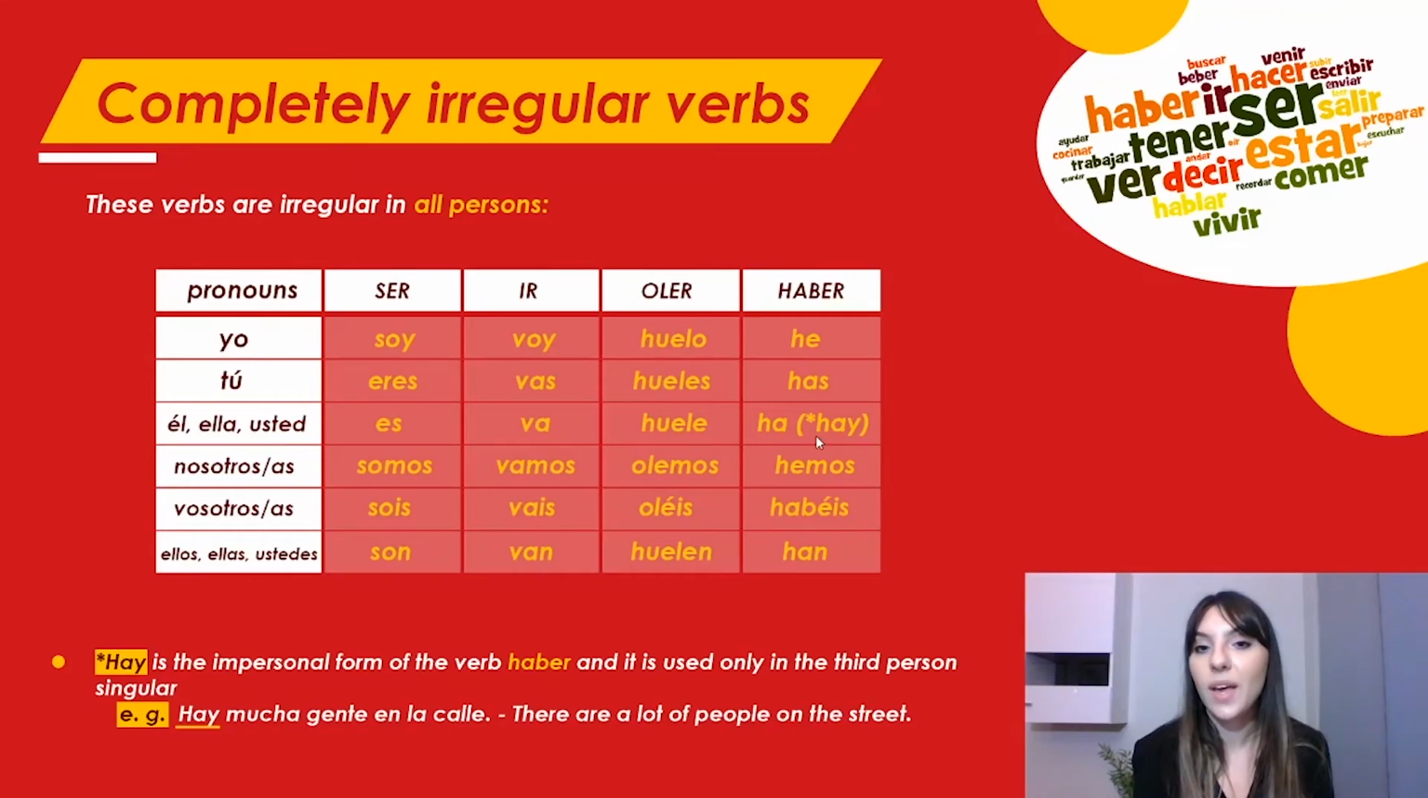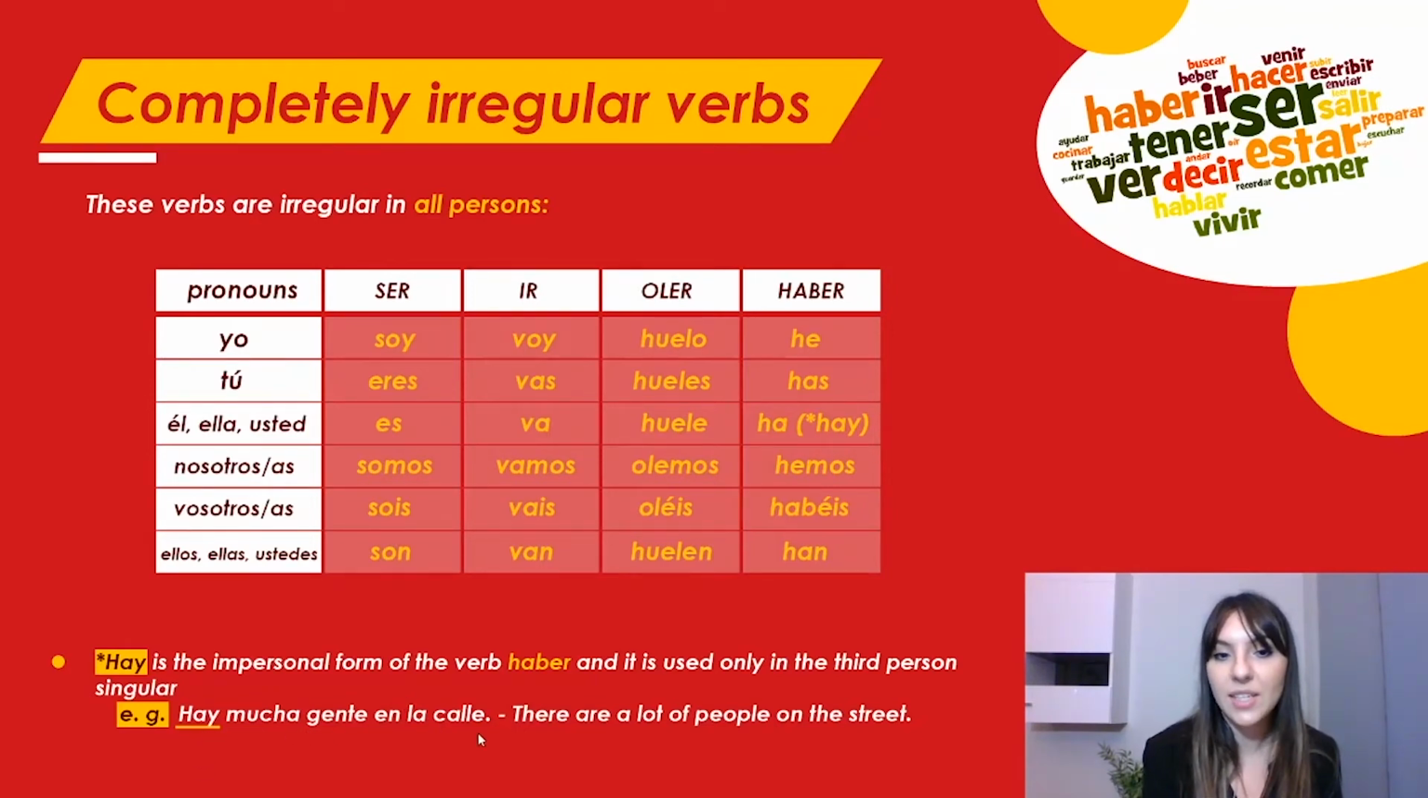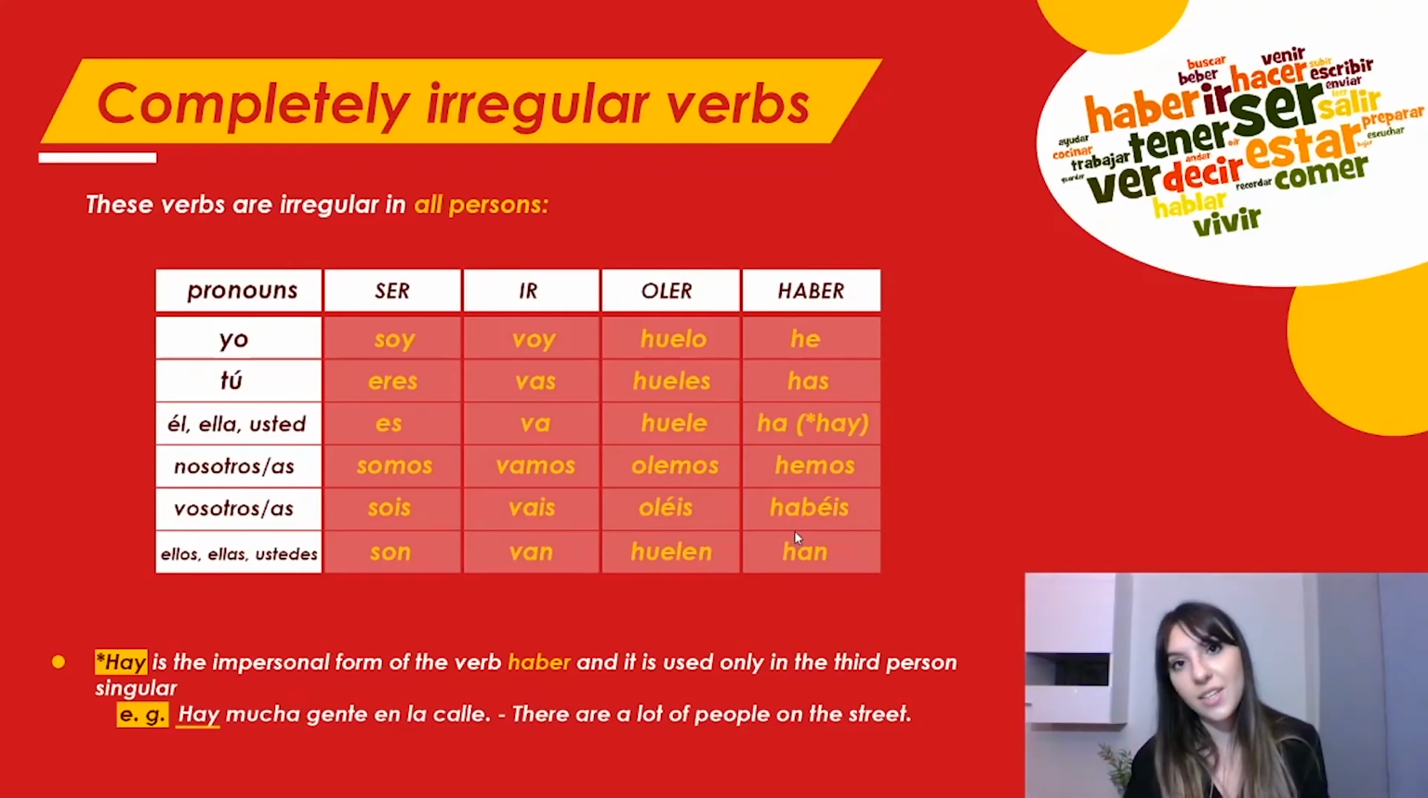So, as you can see, we have here two forms for the third person singular, and this is the one that you are interested in right now. This is the one that we use in present tense, and we use this verb haber only in this form, in present tense. So, here you have the example. Hay mucha gente en la calle. There are a lot of people on the street. So this is the non-personal form of the verb haber, and only this form, third person singular, is used in the present tense. The other forms are used to form the other tenses because haber is an auxiliary verb.